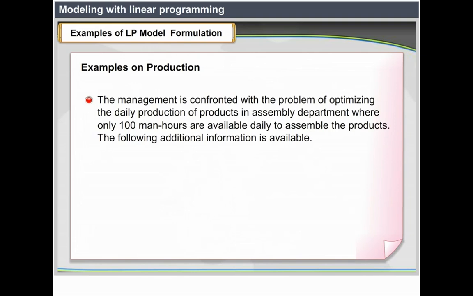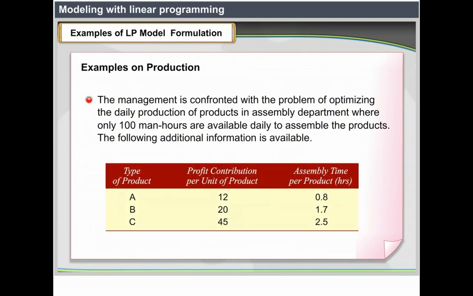The following additional information is available. The problem is given in the form of a tabular column. We have three columns. First column is of what are the types of product. Second column stands for profit contribution per unit of products in rupees. Third column, assembly time per product in hours. We have three products A, B and C. Product A has profit rupees 12, time 0.8 hours. B has profit rupees 20 and time 1.7 hours. C has profit rupees 45 and time 2.5 hours.